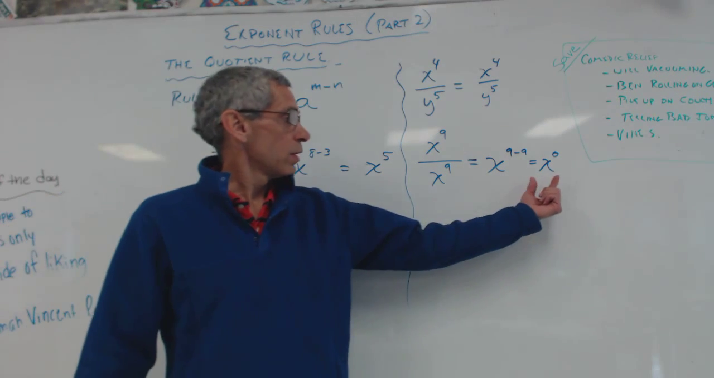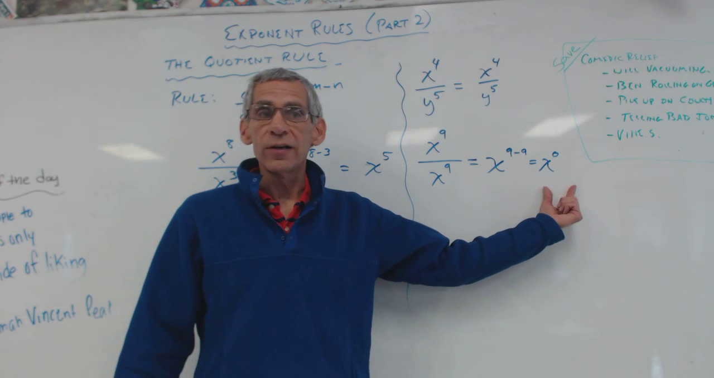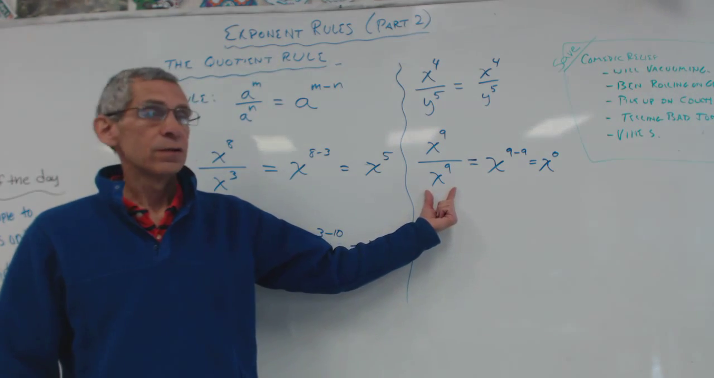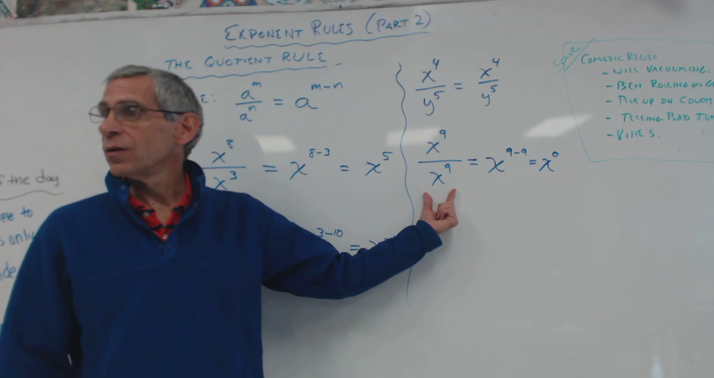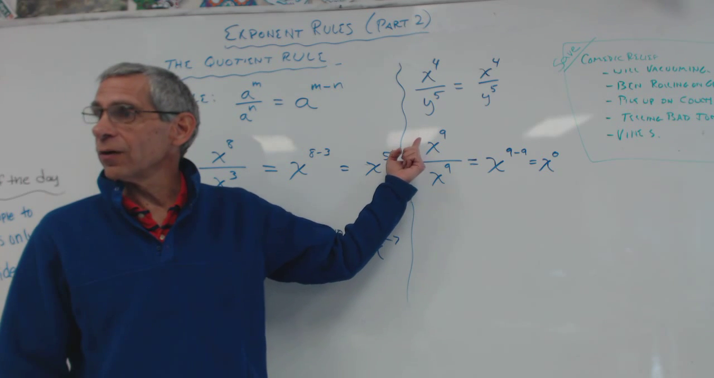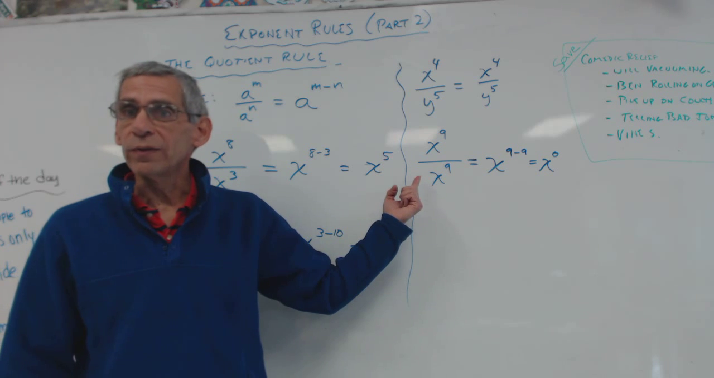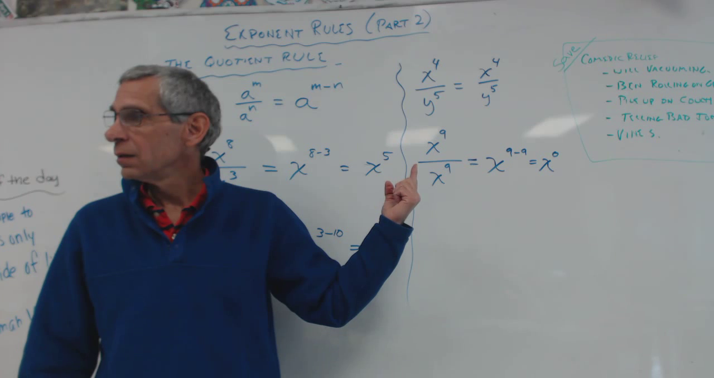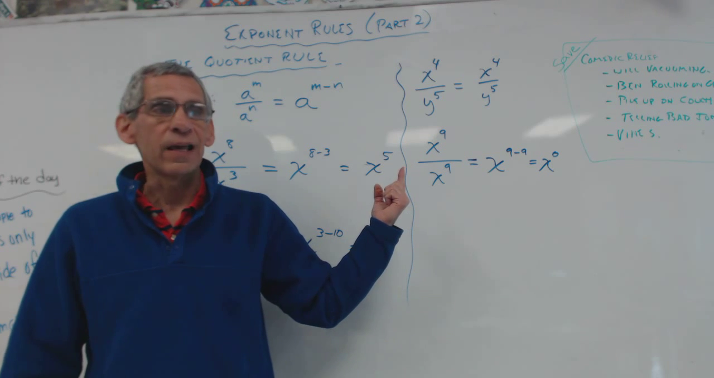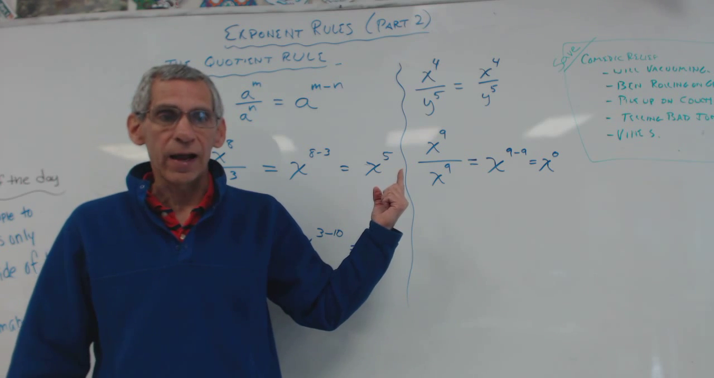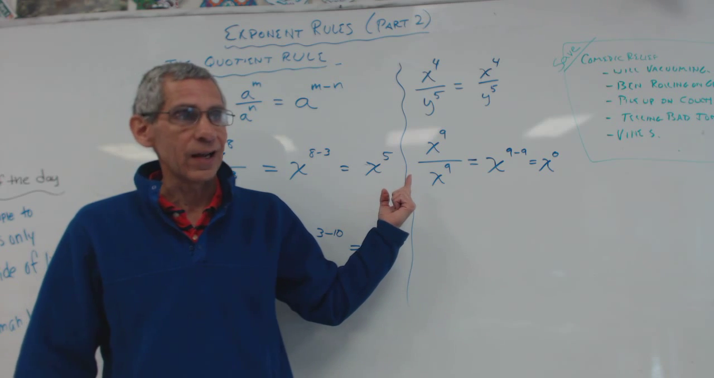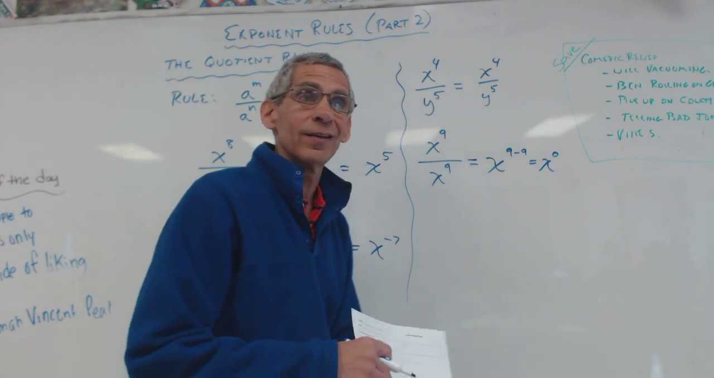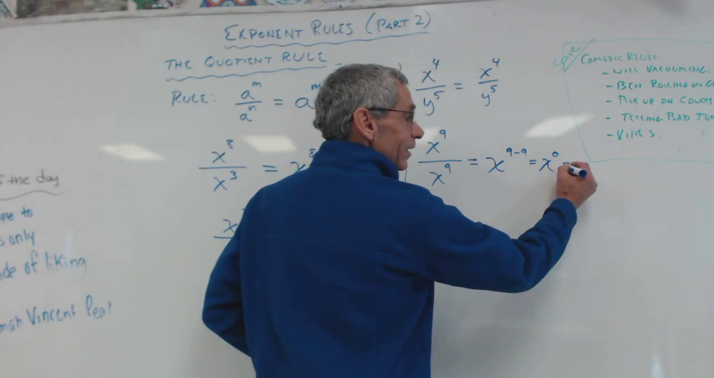Okay, so the weird thing is, it's hard to understand what this is until you go back to the original fraction. When you have a fraction with the same value upstairs and downstairs, what would that equal? 1. What's 10 over 10? 1. What's 7 over 7? 1. What's x over x? 1. What's x to the 9th over x to the 9th? 1. So when you have a 0 exponent, it means it's 1.